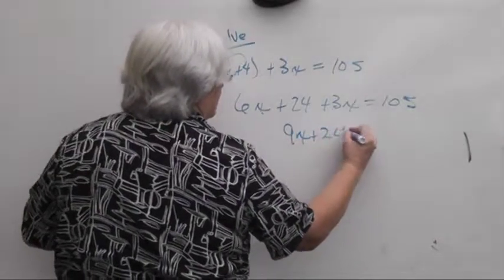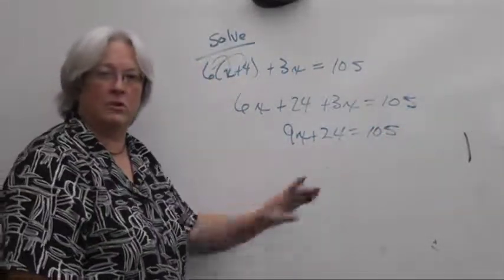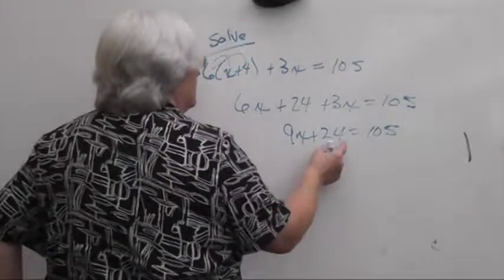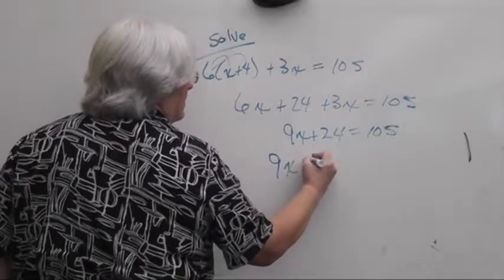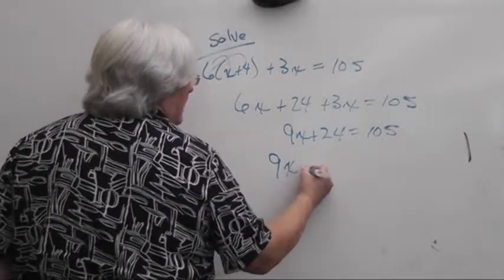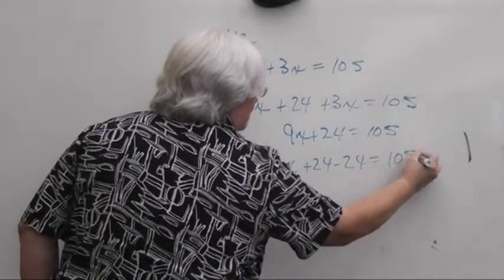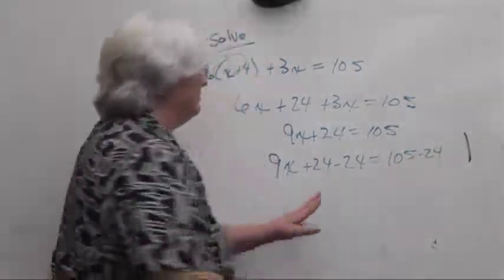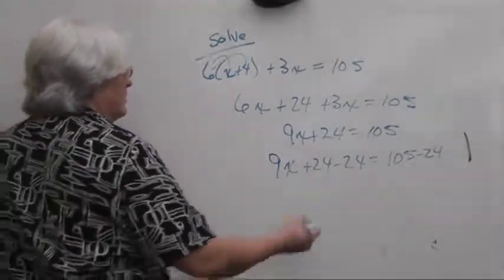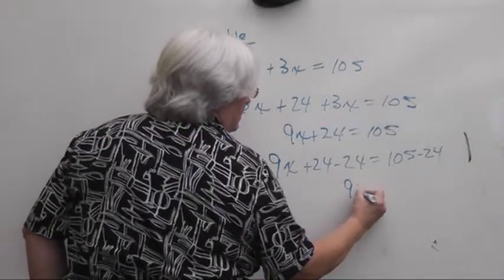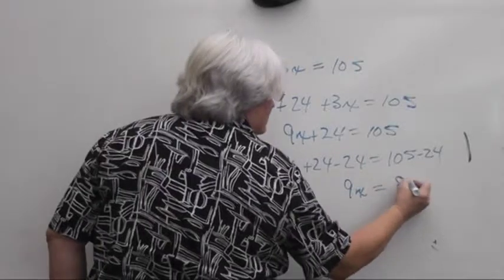9x plus 24 is equal to 105. We don't care about 9x plus 24. We're trying to figure out what 1x is. So we have to isolate the term that includes the variable. We want to have 9x. Well, we've added 24. Now what we're going to do is subtract 24 from both sides of the equation. When you subtract 24, you have 9x is equal to 105 minus 24, which is 81.